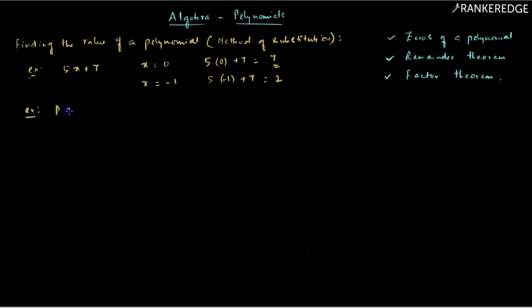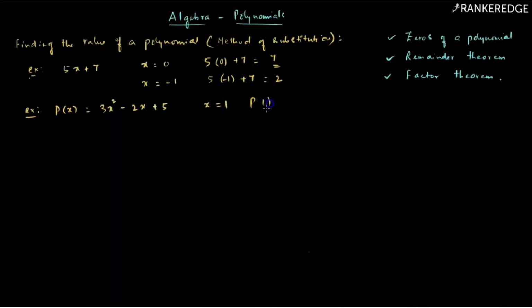I can denote these polynomials by p of x or q of x or anything. Let's denote it by p of x. Let this be 3x square minus 2x plus 5. This is a quadratic polynomial because the highest power of the variable x is 2. It's a quadratic polynomial in one variable. That variable is x. Let's say x is given as 1. What is the value of the polynomial when x is equal to 1? That is denoted by p of 1.